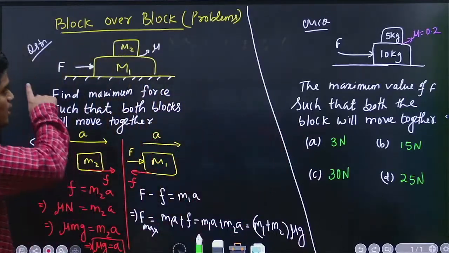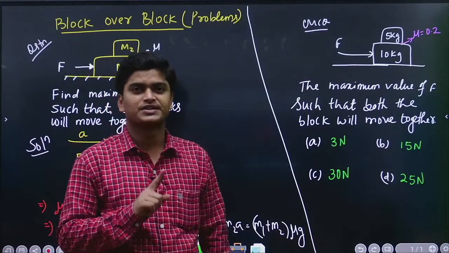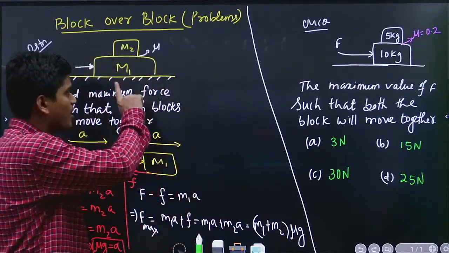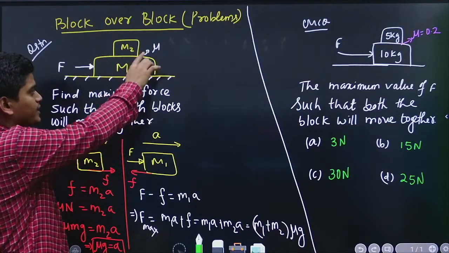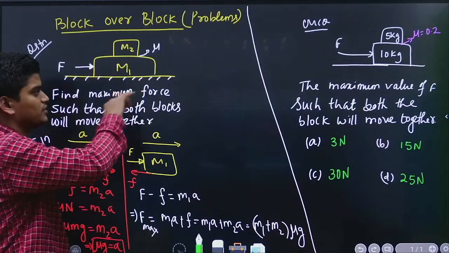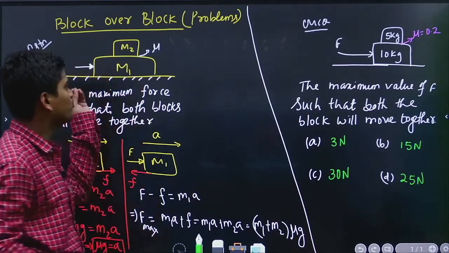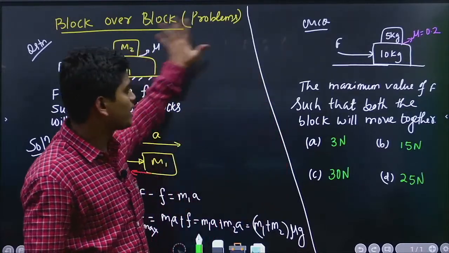Today we'll be discussing block over block problems. In the last lecture we have already completed friction. In this lecture we'll see some applications. There are two blocks, M1 and M2, with some friction between M1 and M2, and if you apply a force here, then we find the maximum force, the acceleration, and the moving together condition. So we will calculate these things here.